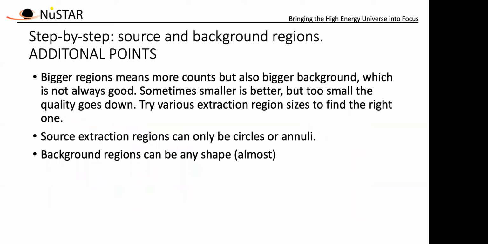If you want a couple of pointers: a bigger region means more counts in terms of background, which is not always good. Sometimes smaller is better, but too small and you lose quality. If it's too big, you start collecting stuff from other detectors. Another thing, you don't want a background region straddling two detectors. You either want to be in one completely. You can't go too small either, because then you don't have enough statistics in your background.